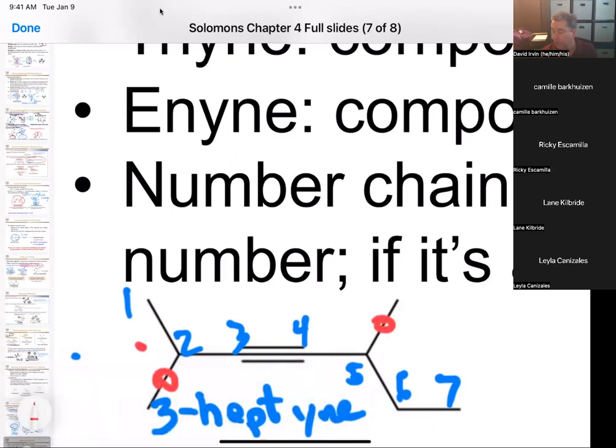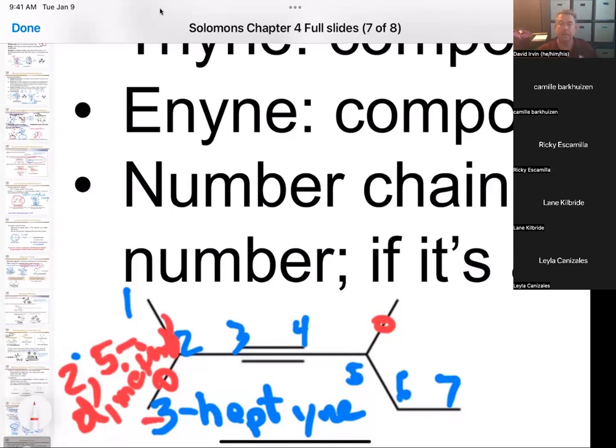We have a methyl group here and a methyl group here. So we have 2,5-dimethyl-3-heptyne. Does that make sense? So it's following the same rules we had for alkenes. And all we have to do is have the YNE signifying we have a triple bond between 2 carbons in our longest chain.